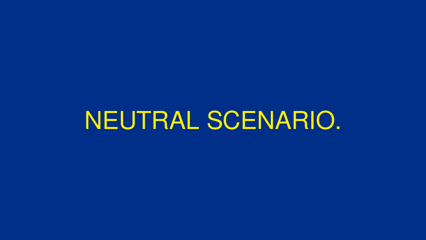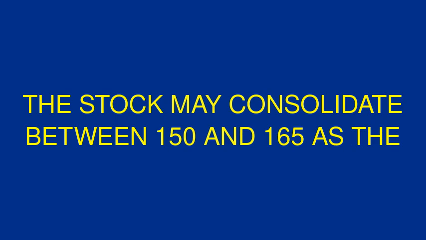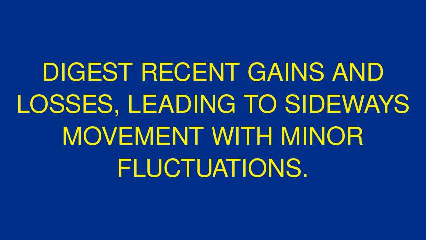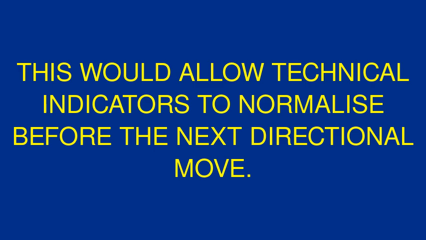Neutral scenario. The stock may consolidate between 150 and 165 as the market digests recent gains and losses, leading to sideways movement with minor fluctuations. This would allow technical indicators to normalize before the next directional move.